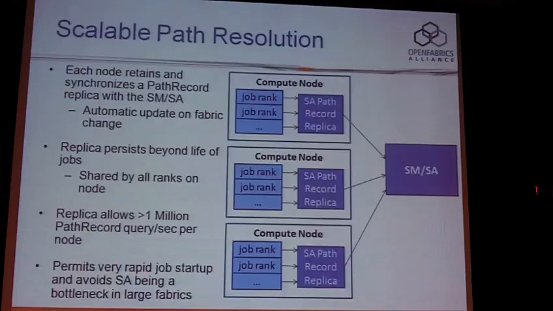Using this approach, we can handle in the replica well over 1 million queries per second because the information is all localized, and we're merely answering the same set of questions for each of the ranks in the job. So it can scale very well to multi-core, many-core type environments without burdening the fabric. And this also allows you to start up those jobs without making the SA a bottleneck for that job startup. So it gives you a very scalable approach to addressing the overall handling of path resolution.